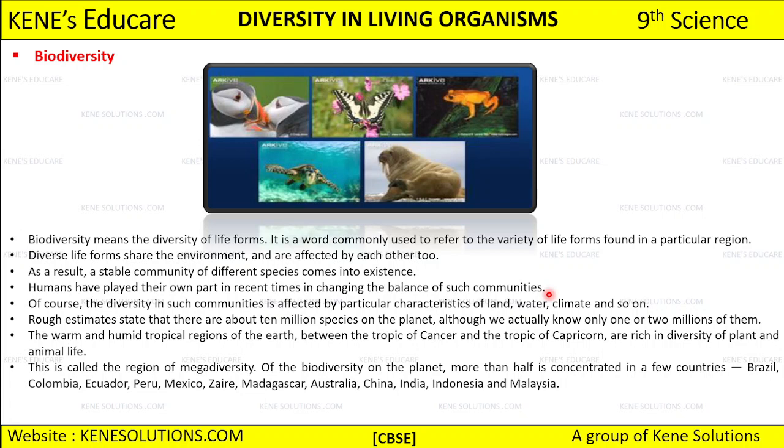Now, the type of diversity that exists in communities is affected by the characteristics of land, water, and climate. There was one incident in a city, and I don't know if it is true or not, but it has been heard that people were trying to change the direction of the river, because of which the whole state had to suffer a flood, because the direction of the river was changing.